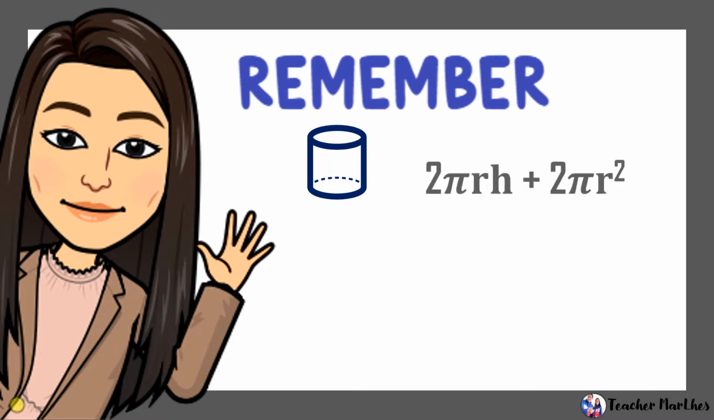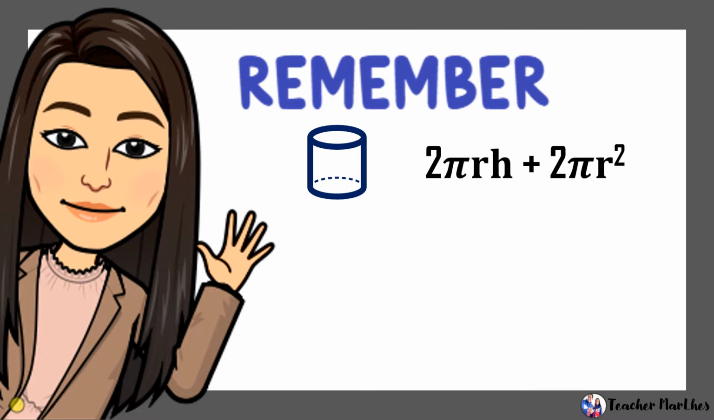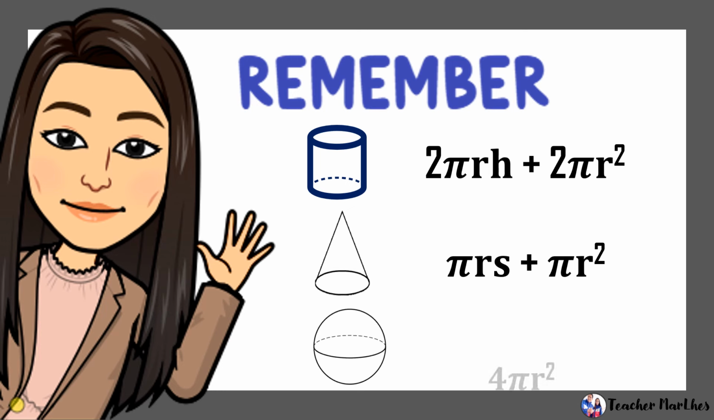For cylinder, the formula is 2 pi radius height plus 2 times pi times radius squared. Then for cone, the formula is pi times radius times slant height plus pi times radius squared. Then for circle, we have 4 pi radius squared.